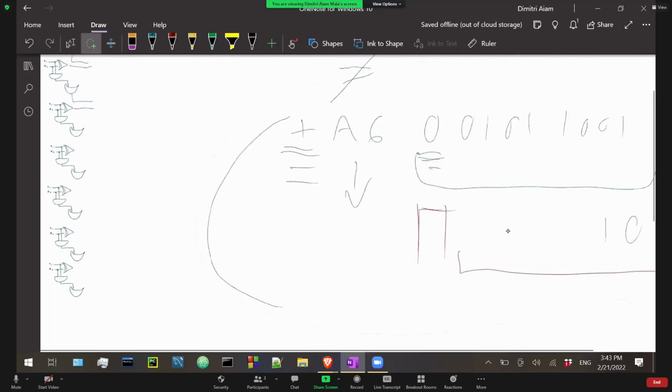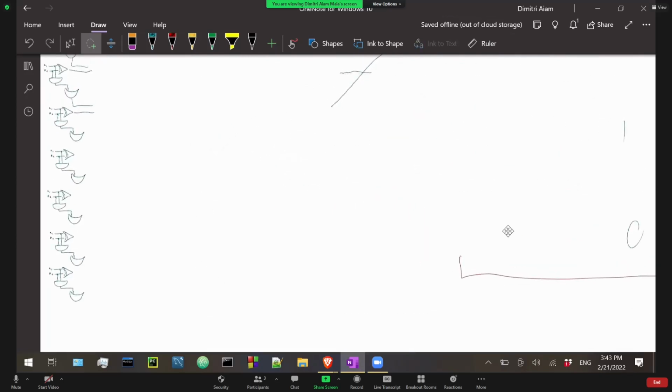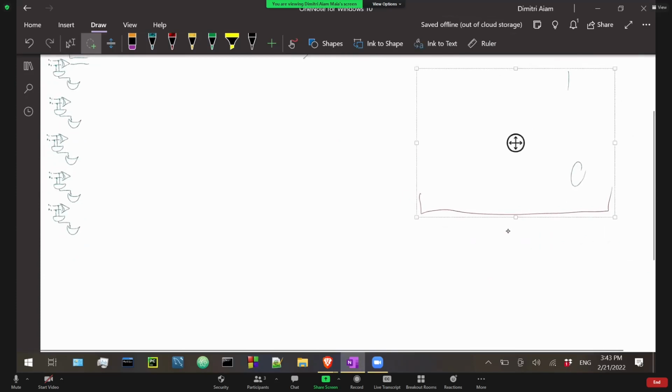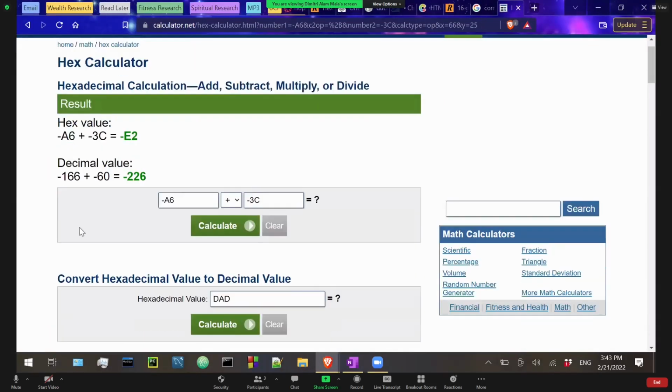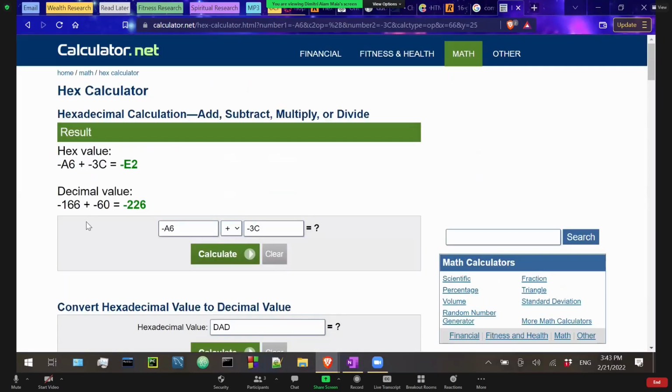So would the answer be 0, 0, 0, 1, 1, 1, 0, 1? For the A6, negative A6 minus 3C, would it be 0, 0, 0, 1, 1, 1, 0, 1? Try to convert that to decimal, or to hexadecimal or decimal. Dang it, I gotta do all this. Yeah, to confirm, you'd have to take the hex that we were given, turn that into binary, then turn that into decimal. So you could find the answer to confirm it.